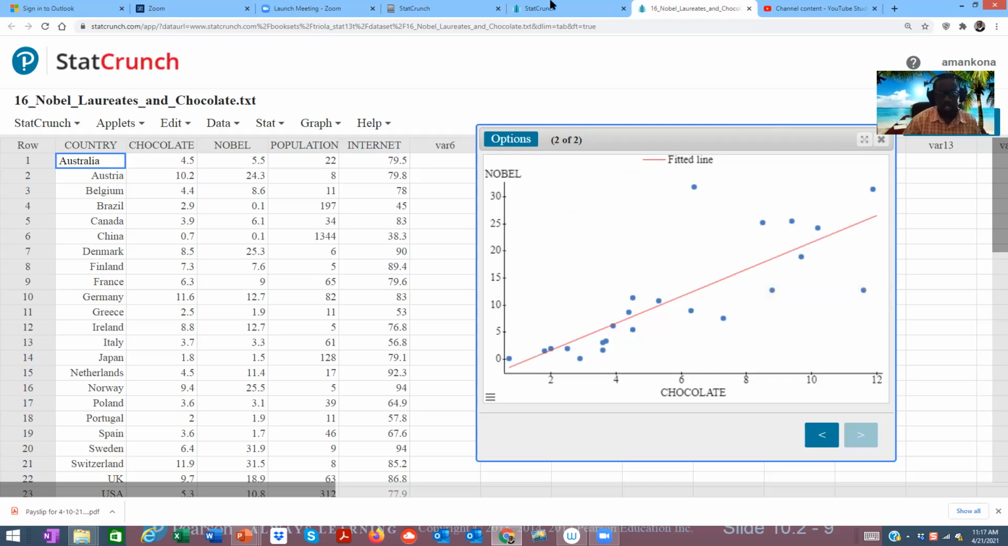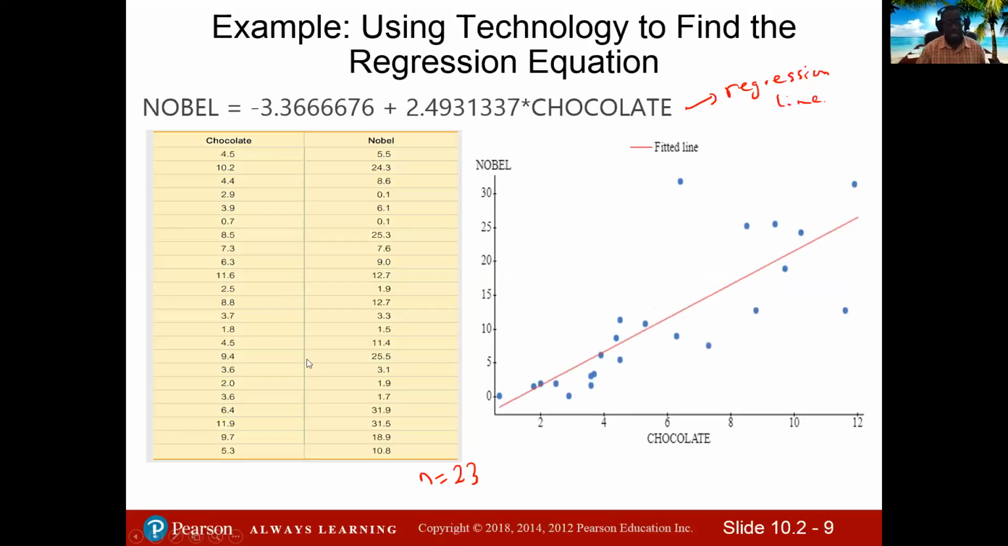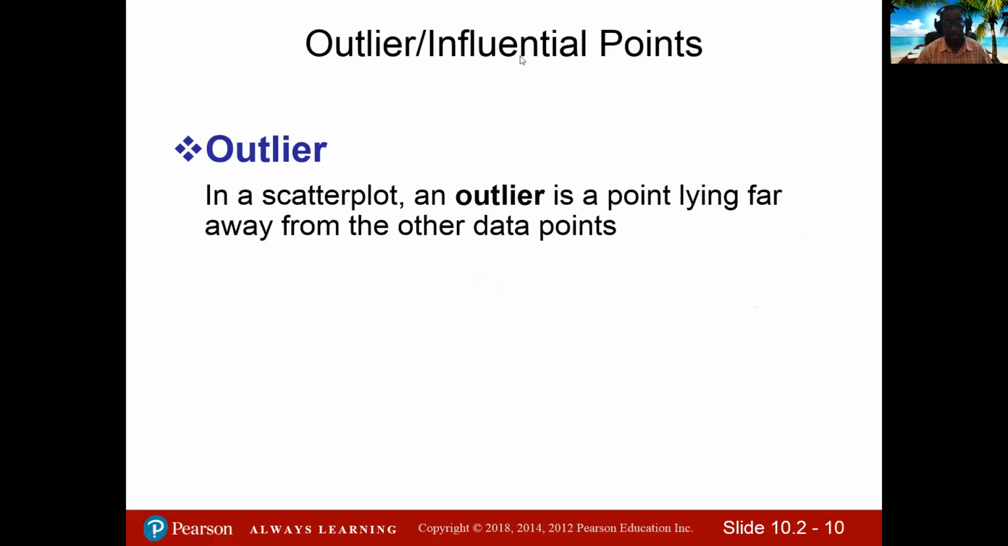All right, so let's go back to the PowerPoint. So now this is why I got this, the scatter plot and then what? The equation, the regression line. Now, when you have outliers, we say that they affect, or outliers or influential what points. So in a scatter plot, an outlier is a point lying far away from what? The other points.